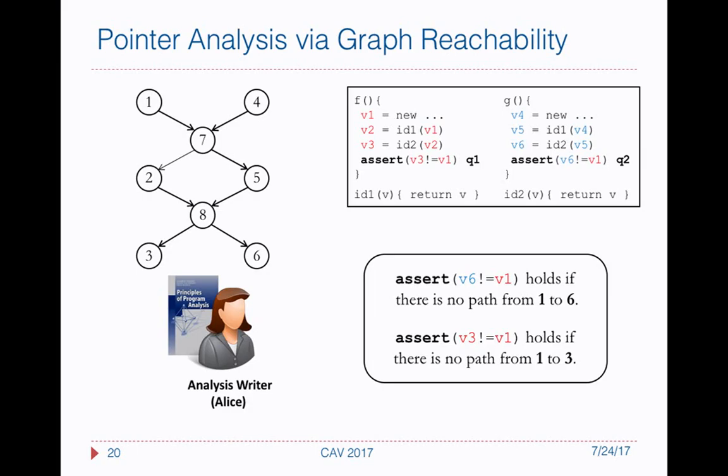It is easy to see that if you were able to prove that there's no path from node 1 to 6 in this graph, then indeed this assertion is valid in the original program. And likewise, if you can prove that there's no path from node 1 to 3, then that other assertion holds.